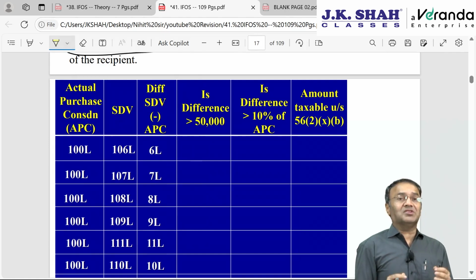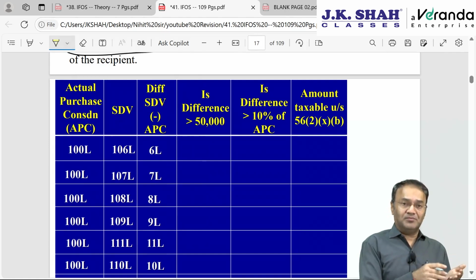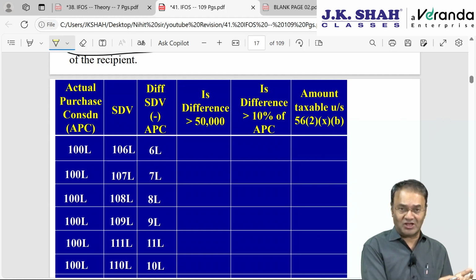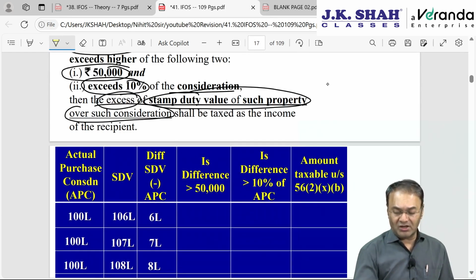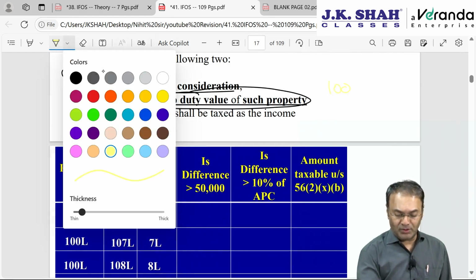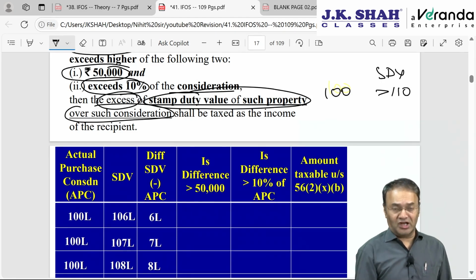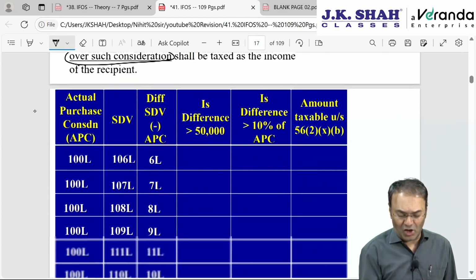Stamp duty value should exceed the actual consideration by more than 10%, meaning thereby stamp duty value should exceed 110% of the actual. If actual is 100, then stamp duty value should be more than 110. More than 110, meaning thereby it should be 111 and so on.